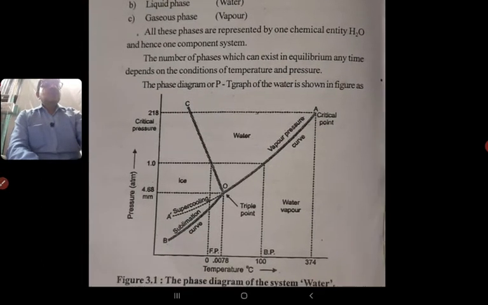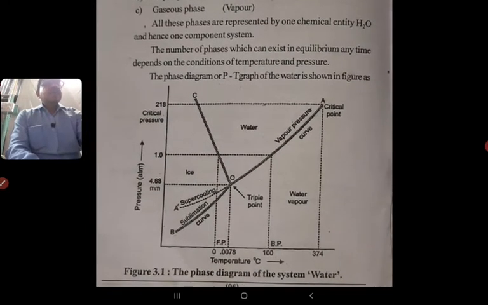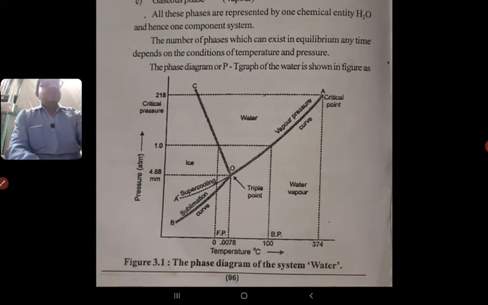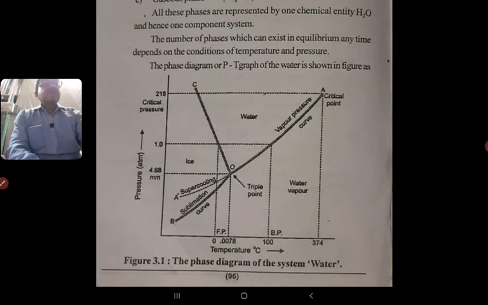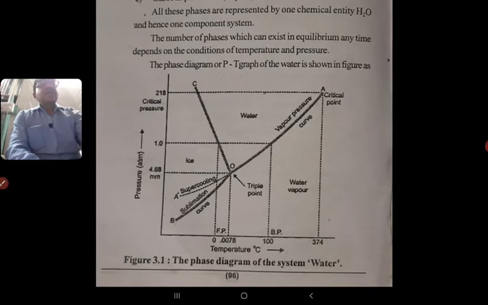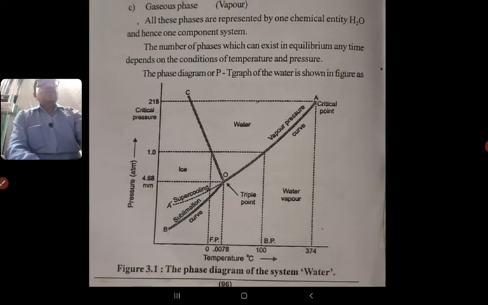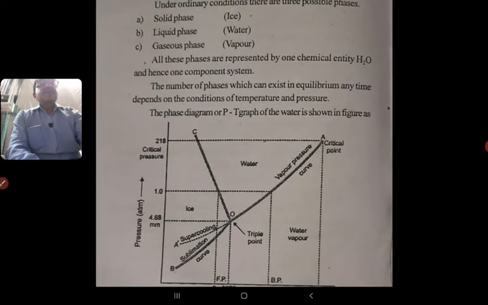To understand the different curves and the different points from this figure, you have to first of all practice these, so that we can understand the different terminology and concepts of the one component, three phase water system.